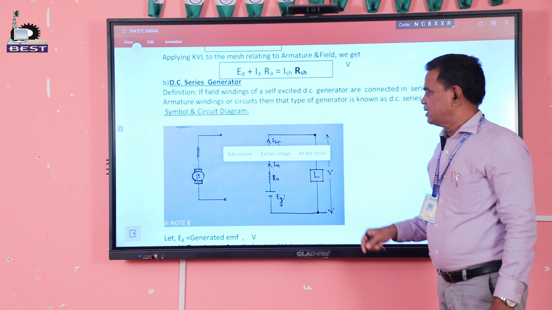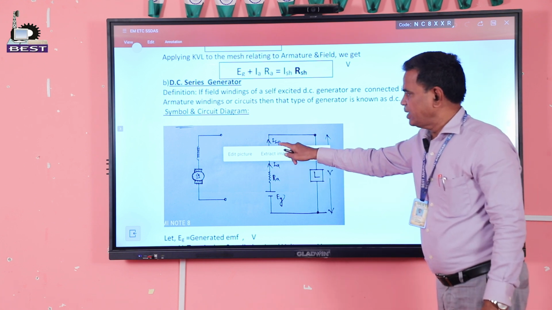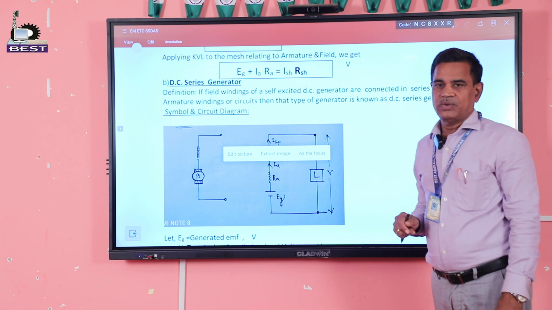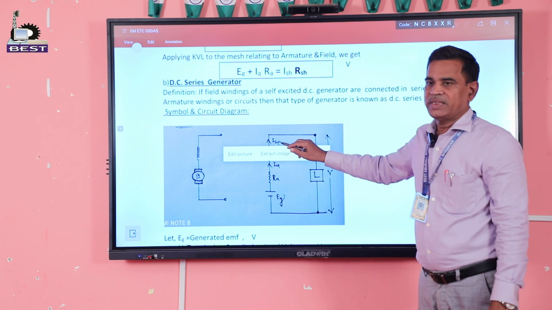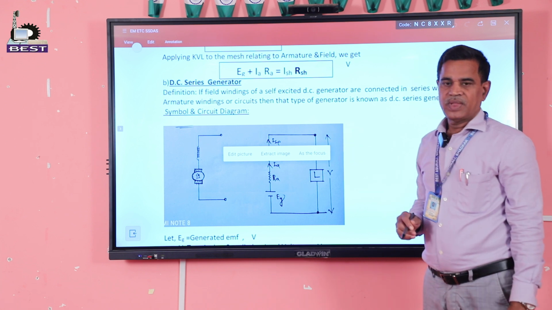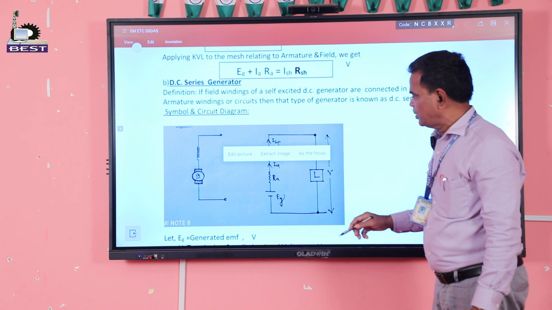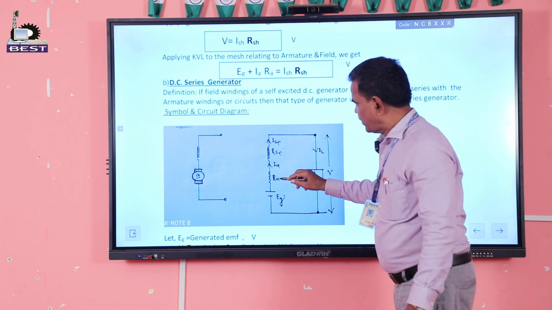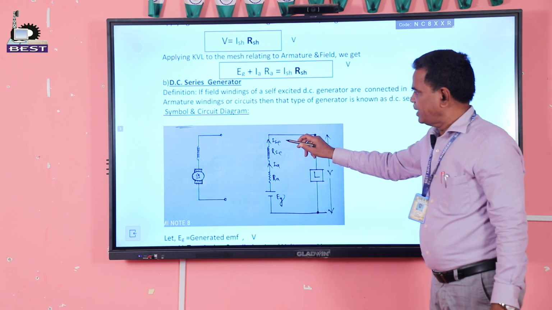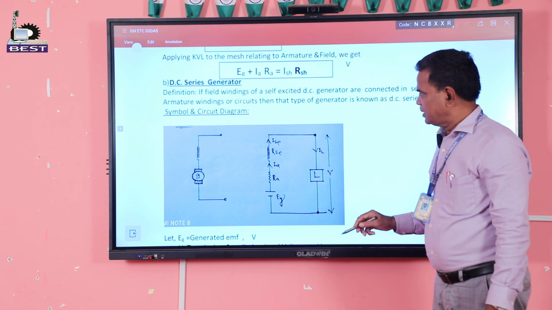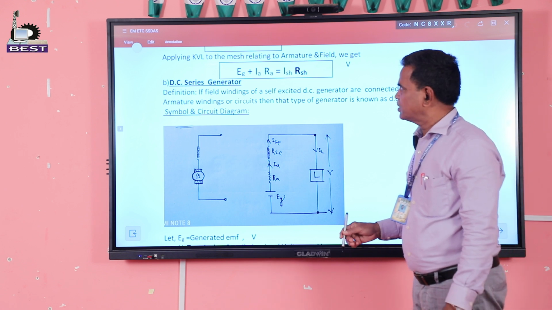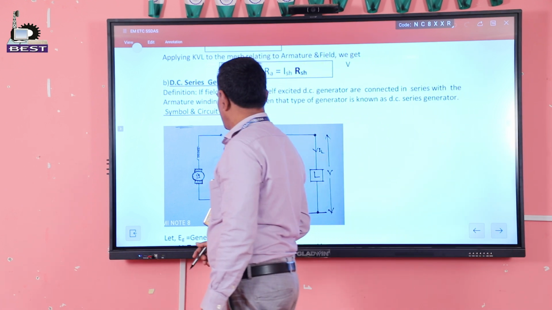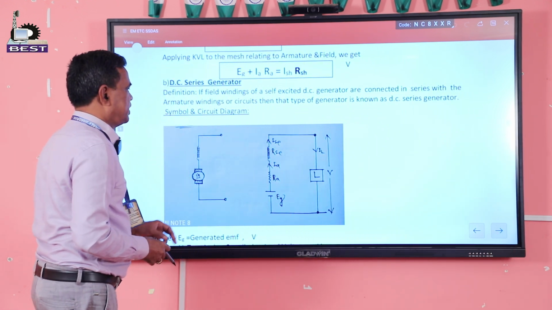In this case, Ia is equal to ISE is equal to IL, because all are the same, flowing in the same direction. The voltage equation is Eg is equal to IaRa plus IaRSE plus V plus 2Vb. This is the equation for the DC series generator, where the field winding is connected in series with the generator.